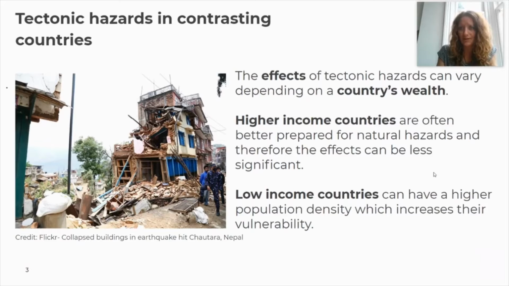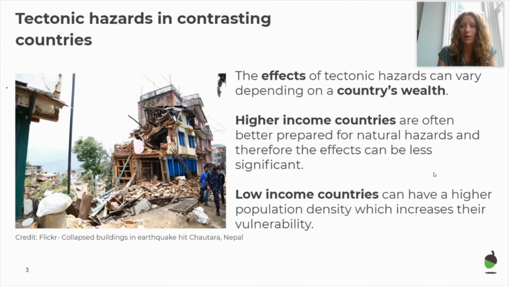Often low income countries have a higher population density, and as a result that can increase their vulnerability. We looked at vulnerability in one of our previous sessions, and at the relationship between the more people there are living in one place, the more likely they are to suffer the effects of a natural hazard. So again, we're going to look at this photograph, which was taken after the earthquake in Nepal. Nepal, for our case study today, is going to be our example of a low-income country, and New Zealand is going to be our example of a high-income country.